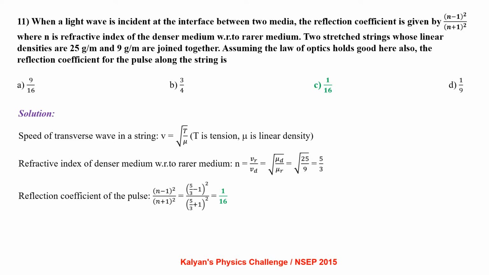Speed of the transverse wave in a string v equal to root T by mu, where T is tension in the string and mu is linear density. Refractive index of the denser medium with respect to rarer medium, n equal to v rarer by v denser, that is root of mu denser by mu rarer, which is 5 by 3. Reflection coefficient of the pulse, ((n minus 1) by (n plus 1)) whole square, that is ((5 by 3 minus 1) by (5 by 3 plus 1)) whole square, which is 1 by 16.